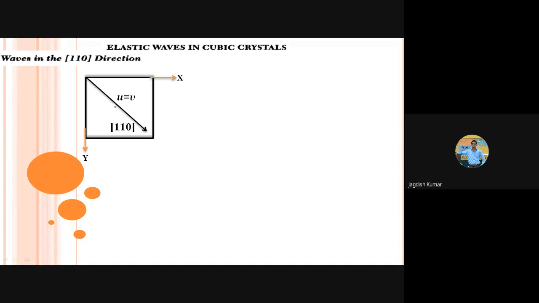The wave has to propagate along this direction, right? 110. This is what we are studying. And at the same time, we are saying, which one is the longitudinal wave? The one for which u equals v. As we know, u represents the displacement along the x direction and v represents the displacement along the y direction. So we are saying the component of displacement along x is the same as the component of displacement along y. So if the particle is here, and you change u by something like delta u, then v will change by the same amount.